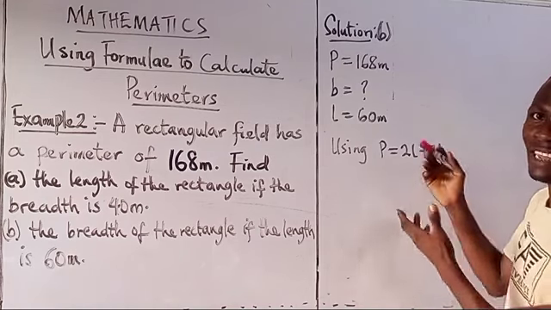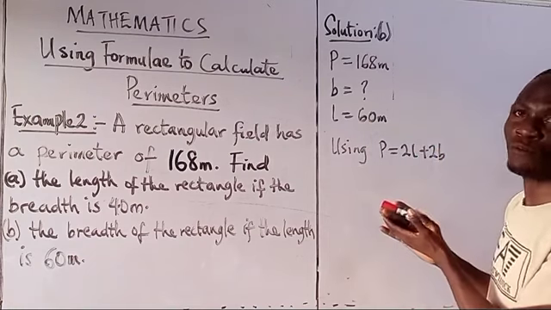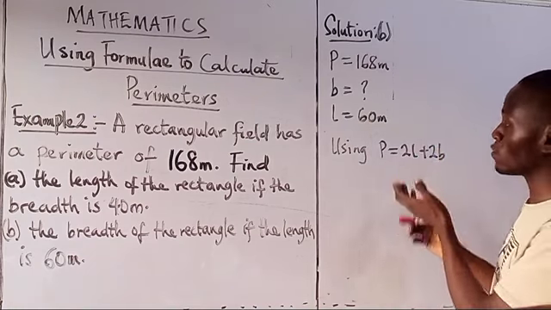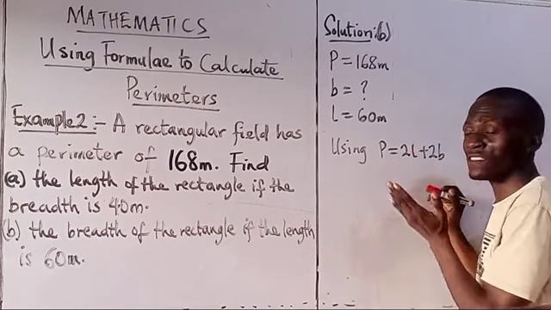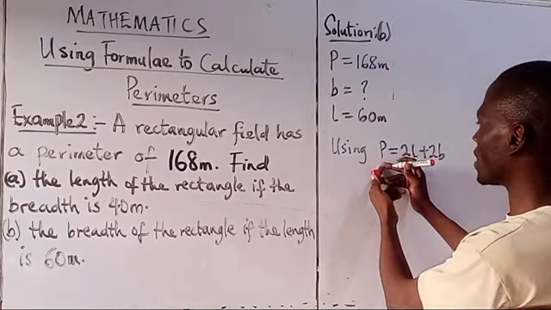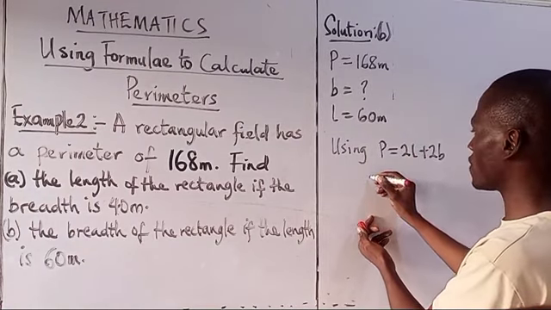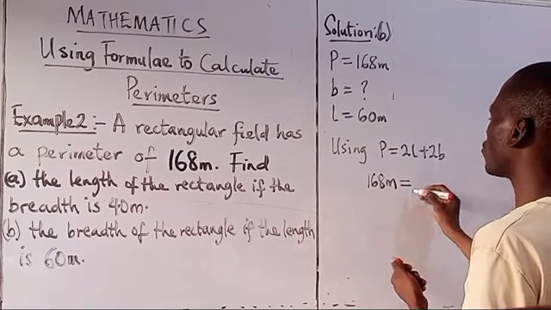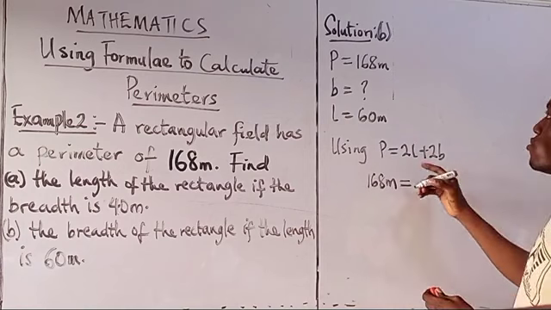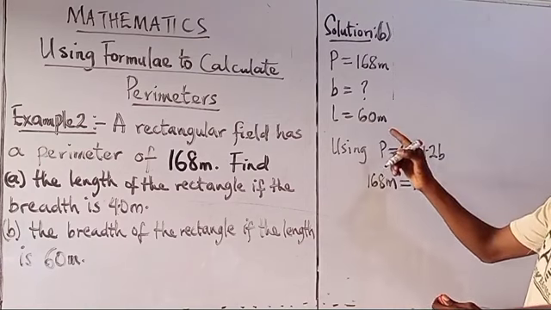Next thing is to start inserting those data into our formula. P is 168, so anywhere we see it in our formula, we change it to 168. Here is P. We want to write P now. I don't write P, I write 168 meters equals 2L. What is L? 60 meters.